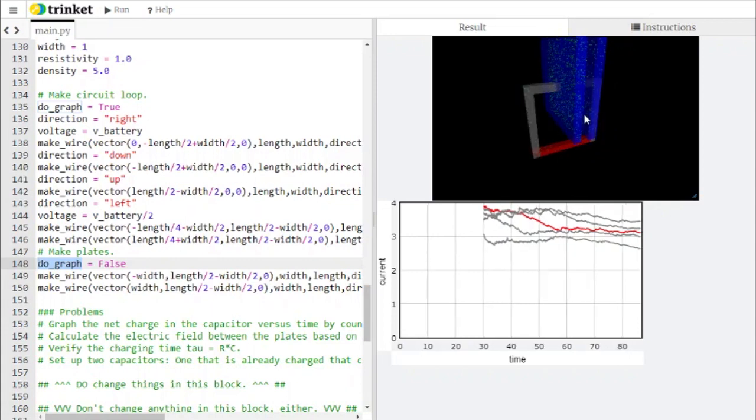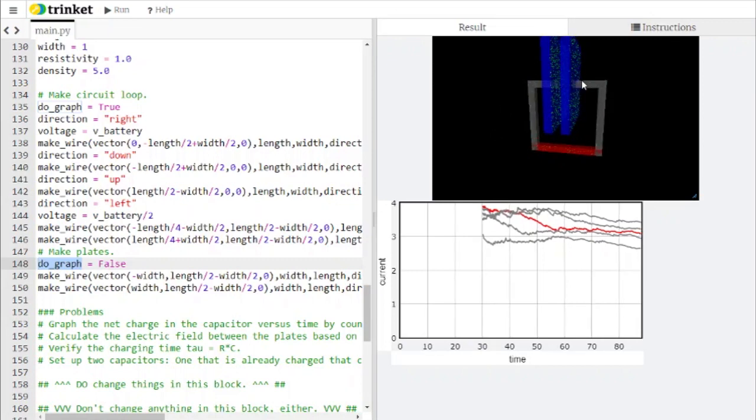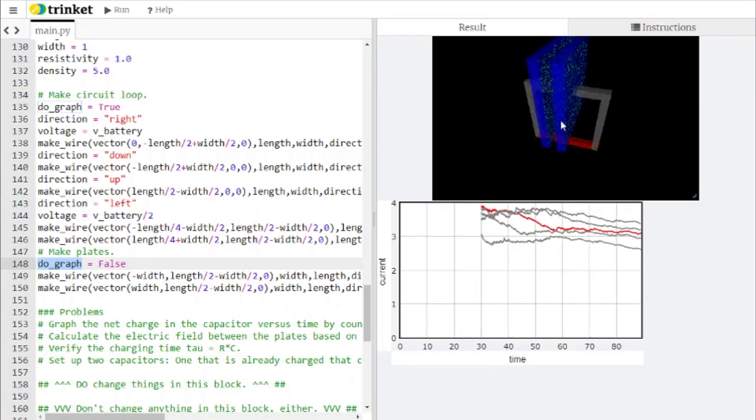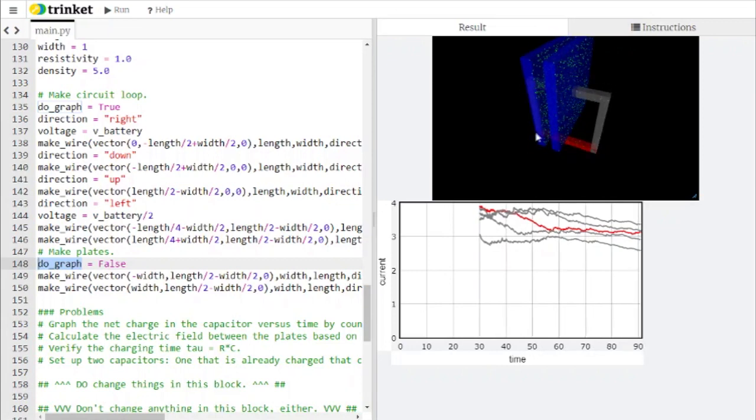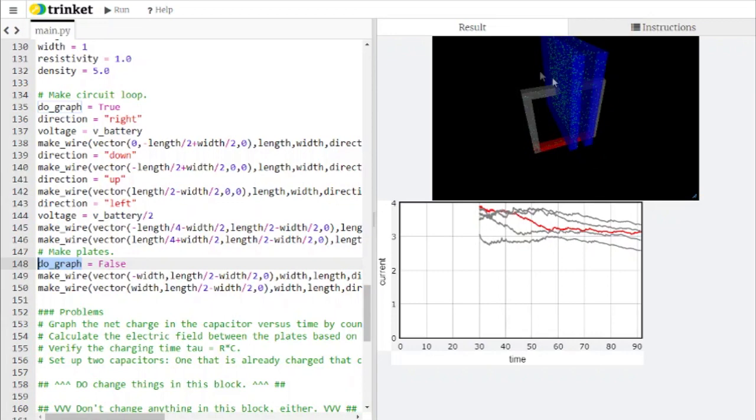So in the problems that'll follow, you can play around with the size of this capacitor to change its capacitance. You can change the resistance in the circuit to see how that changes the charging. And basically what you want to look for is how quickly the current in this graph depletes. You can also probably find a way to calculate the charge in each of these plates by counting the difference in the number of electrons in each of the plates.